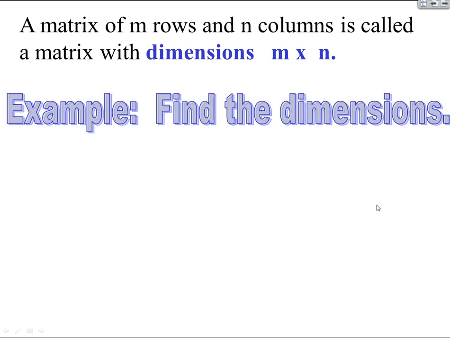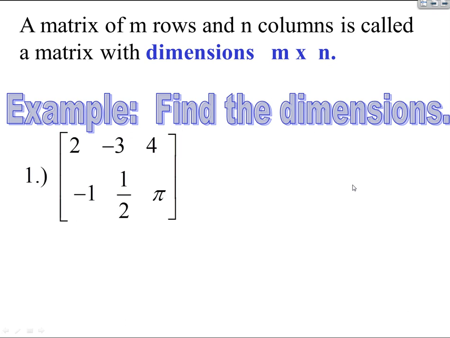So if it's m rows and n columns, then we would say that that is an m by n matrix. We always do the rows first and then the columns. Okay? So for example, what are the dimensions of this matrix? It's a 2 by 3, right? Because it's got 2 rows and 3 columns, right? So that's a 2 by 3.